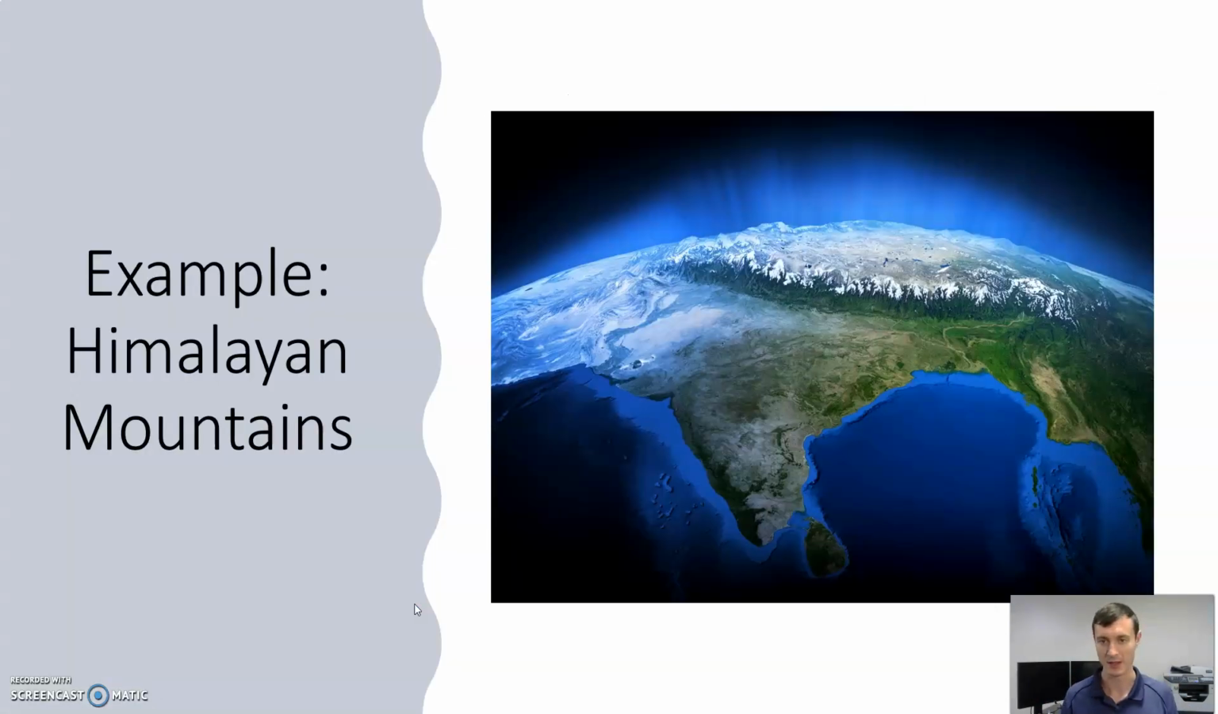And the classic example of a collision, a continent-continent convergent boundary, is the Himalayas. So you have the Indian subcontinent, which is coming up and crashing into Asia. But because it's continental crust, it's so light and buoyant that it doesn't want to sink down. So instead, we have this giant car crash pileup that makes these mountains.